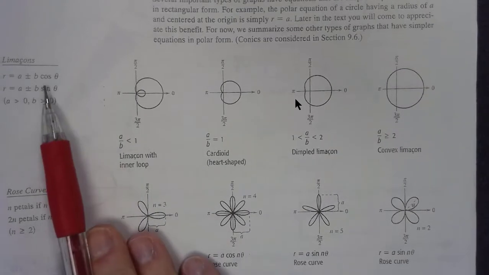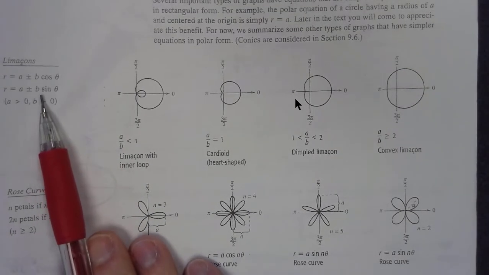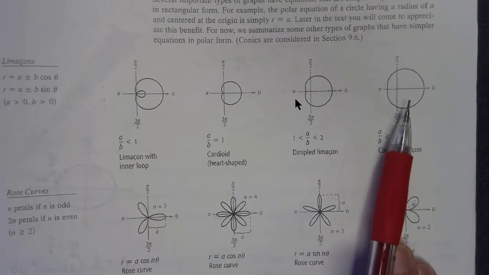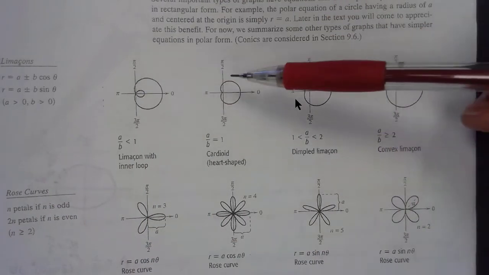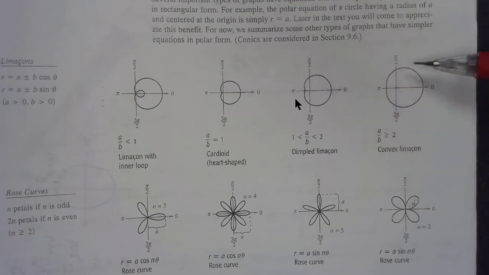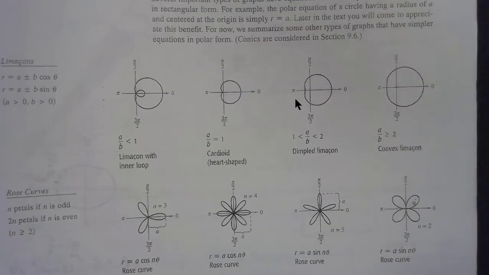Now, what happens if our equation is a plus b sine theta? It's going to look like all of these, except it will reflect across the pi over 2 radial arm, or what you know as the y-axis.